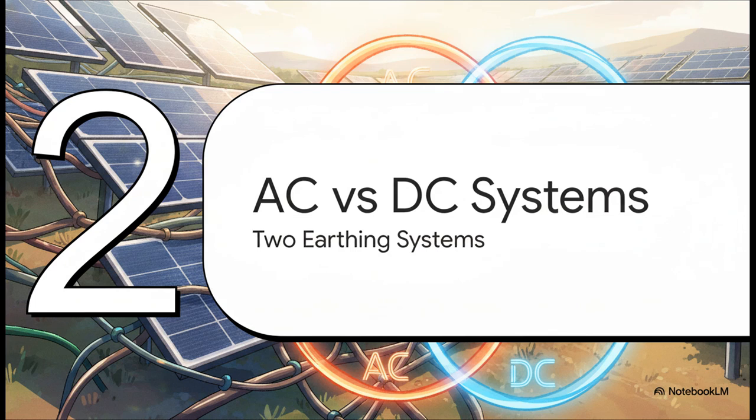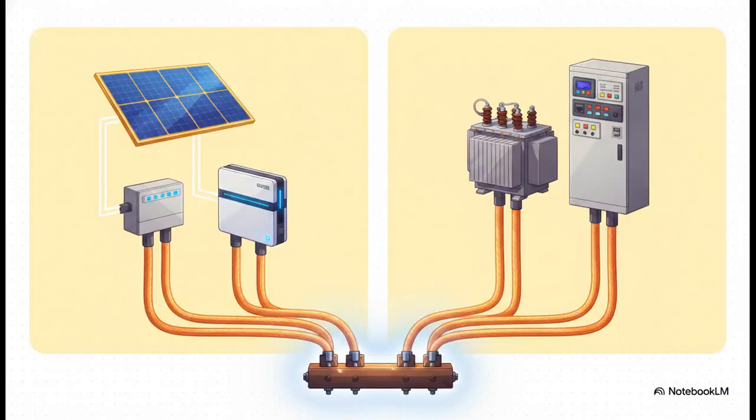Moving right along to Section 2, AC and DC earthing systems. Let's look at how a utility-scale PV plant separates its earthing into two distinct but totally interconnected halves. You aren't just building one giant uniform grid out there. You're actually managing two different types of power.